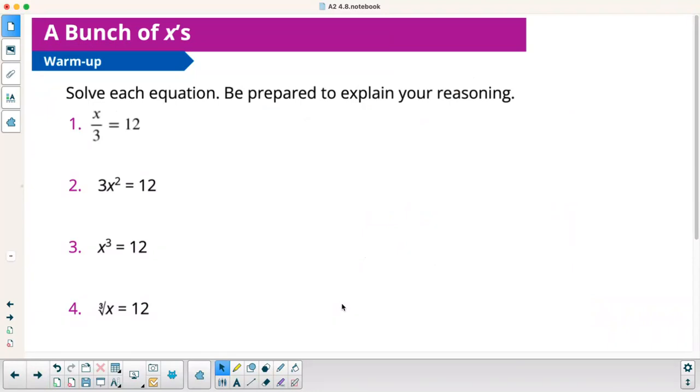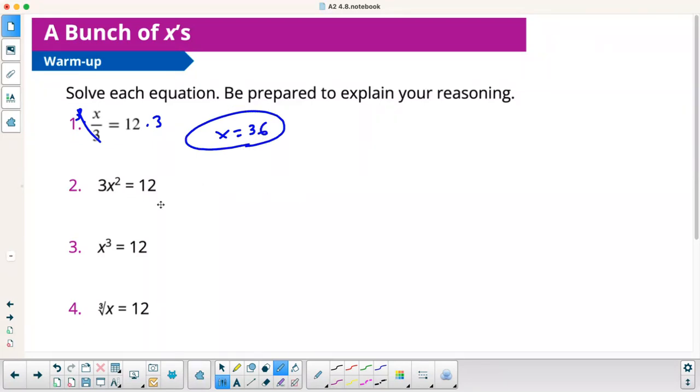So it doesn't really say how to solve it. Some of you might just plug in numbers till you get it right with trial and error. I'm going to use algebra here. I'm going to multiply each side by 3 to get rid of the division. And here I get x equals 36.